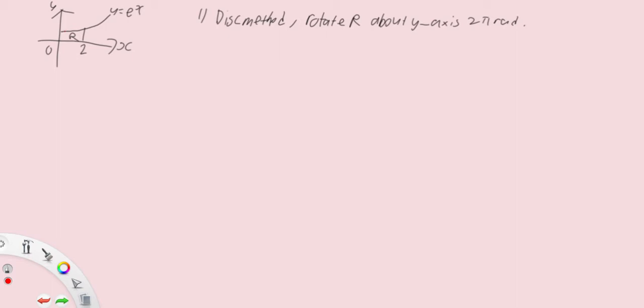Very simple. We're going to rotate about the y-axis, and we have the limits, x equals 0 and x equals 2. We are rotating R about the y-axis, and we're using this method, and therefore the formula we have to use would be something like pi integrating x squared dy, right? That means the limits must be in terms of y. So we cannot have x limits, we change it to the y limits. When x equals 0, y equals e to the power 0, which is simply y equals 1. When x equals 2, y is simply e squared. So we know the limits are 1 and e squared.